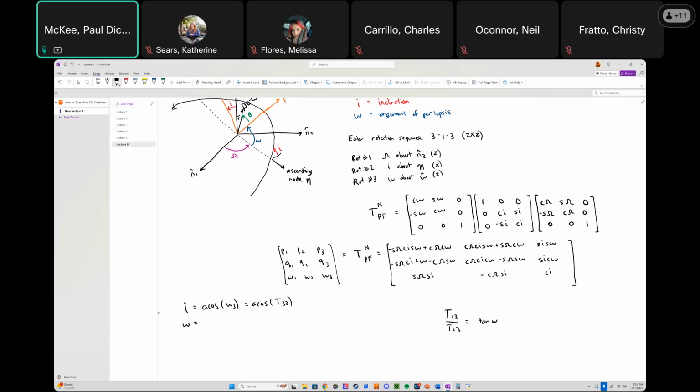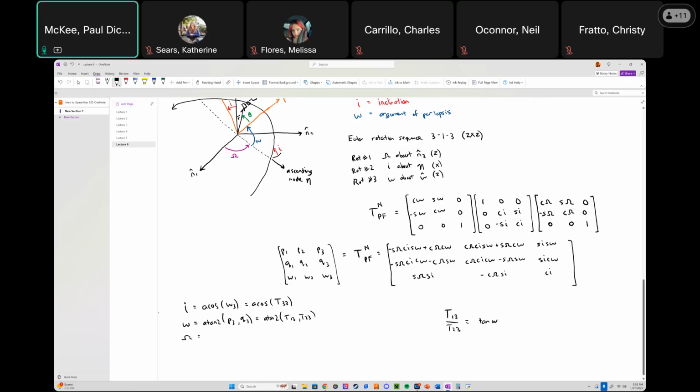Those of you that are familiar with MATLAB or Python, there's arctan2, which basically takes the sign, positive or negative, of the numerator and the denominator, and it does an automatic quadrant check for you. So I love arctangent 2 because it does a quadrant check all for you. This is arctangent 2 of T3 comma Q3, which is the same thing as arctangent 2 of T13 divided by T23.